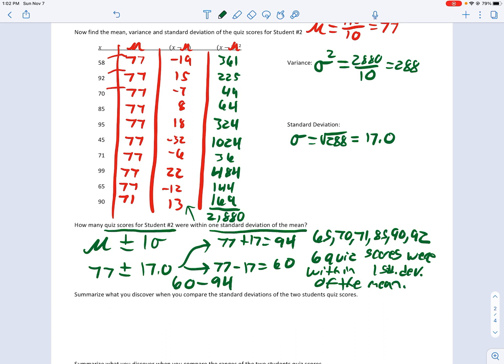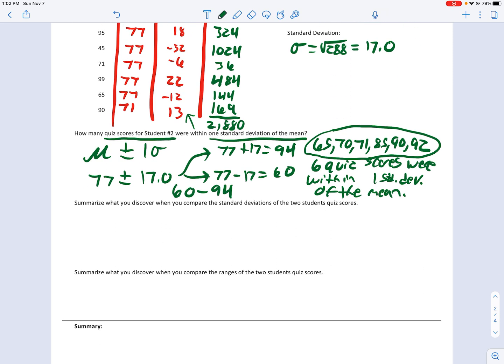One of the things you're going to see in this unit is you're going to have to make sure you justify your answer, and that's usually going to be within a sentence or two. So we got 6 quiz scores that were within one standard deviation of the mean. These are the 6, and those are quiz scores within the range of 60 to 94.